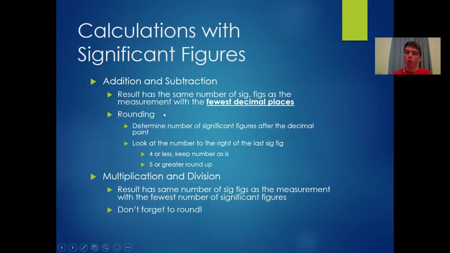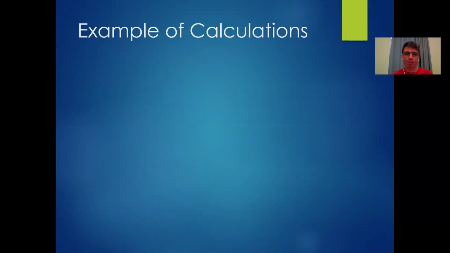If it has more decimal points than that, then we'll need to round it to truncate it at the right spot. So just like normal rounding, if the next digit is 4 or less, it'll round down. You'll keep the number as is. If it's 5 or greater, you'll round up. Multiplication, division, you care about the lowest number of significant figures, not of decimal places. And again, you'll round if you need to.